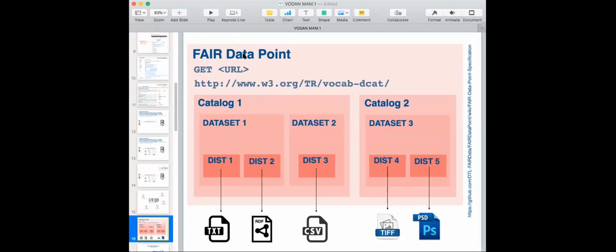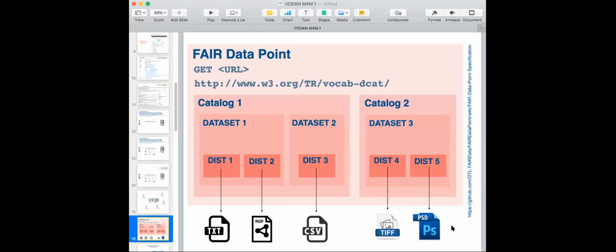So we have the FAIR data point at the top, and then there's one or many catalogs. And within a catalog, there's one or many data sets. And within a data set, there's one or many distributions. And so, for example, in data set 1, we have this data set represented in one case as a text file, in another case as an RDF file, but they both belong to the same data set. There's another data set 2, that is a CSV file. And then there's a whole other catalog that looks like image files, TIFF and Photoshop files.